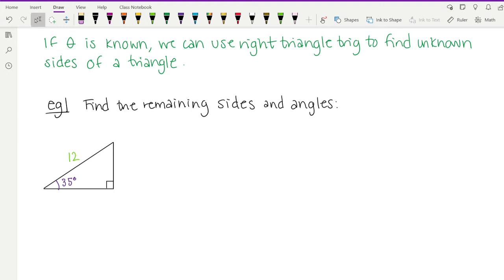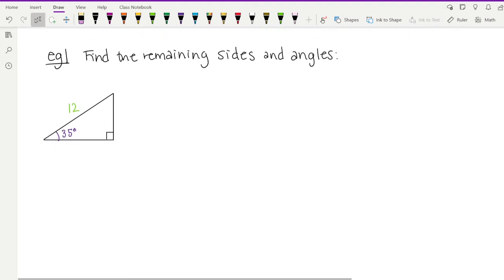Okay, so for example, in this problem, we're given that our triangle has one angle of 35 degrees and one side of length 12. And we're asked to find the remaining sides and angles. So before we start with that, I want to label this triangle because I think it will help us to refer to things more easily.